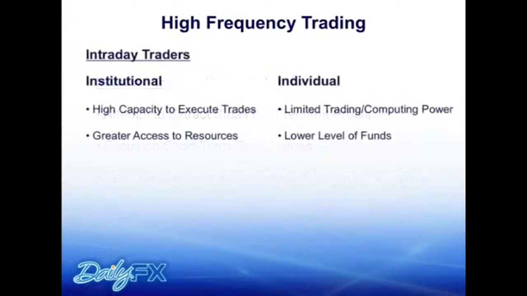So basically, there are two types of day traders: the institutional trader and the individual trader. Institutional investors have high capacity to execute trades. They typically have multiple traders sitting at their desk just monitoring price action all the time. But as an individual investor, we have limited trading or computing power, because we might have a few monitors set up, but we only have two sets of eyes and can only see one monitor at a time. So just that dynamic puts us at a disadvantage compared to what a lot of institutional investors are able to do.